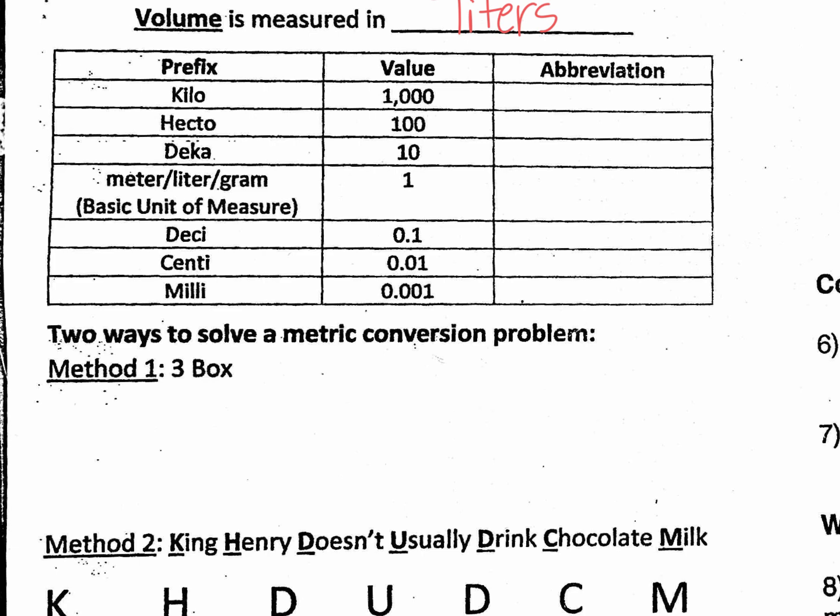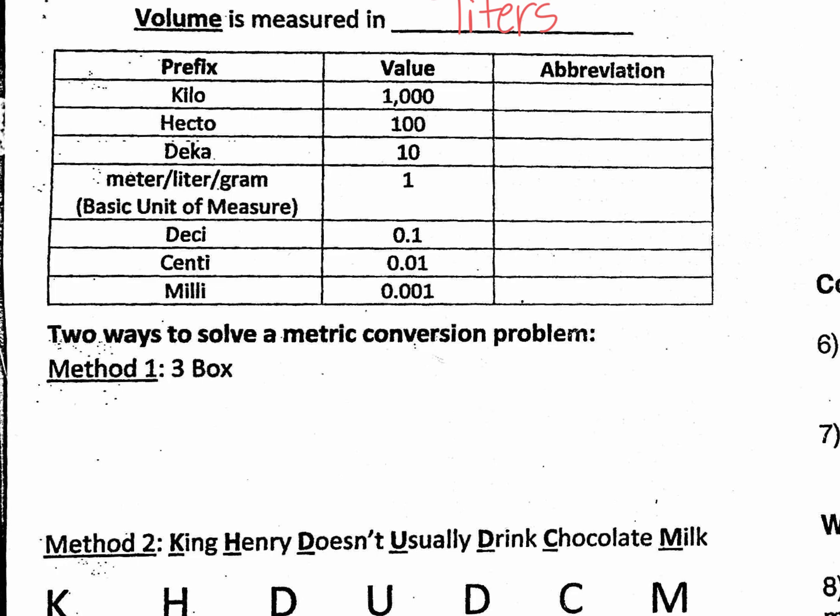Okay. What we're going to do now is look at some different prefixes that are going to be really common in the metric system. If you look below, you'll see a bunch of letters. It says K, H, D, U, and it keeps going. That is to help you remember your prefixes, because the metric system, again, is based on meters, grams, and liters, but you can go up and down from that one basic measurement.